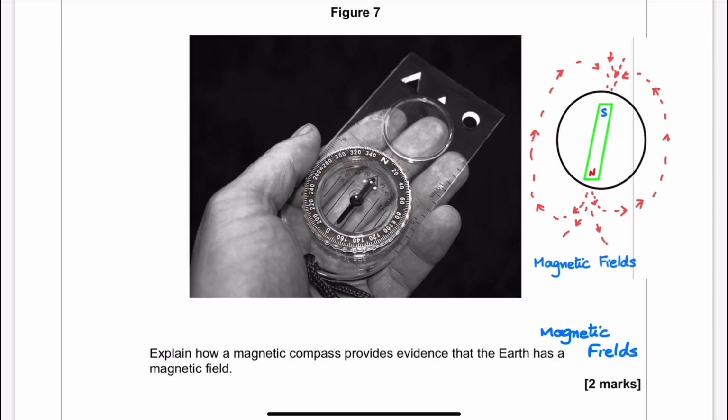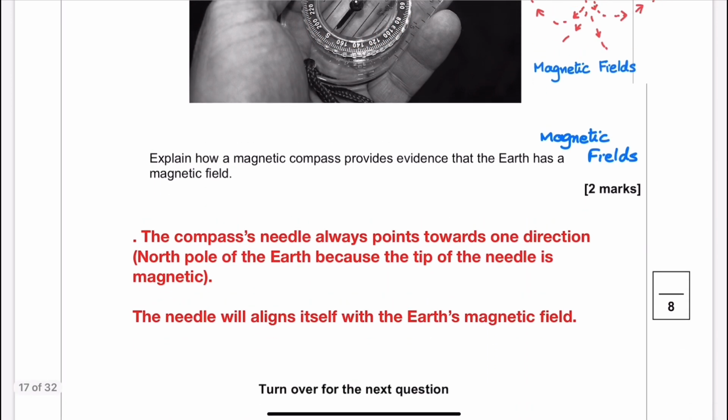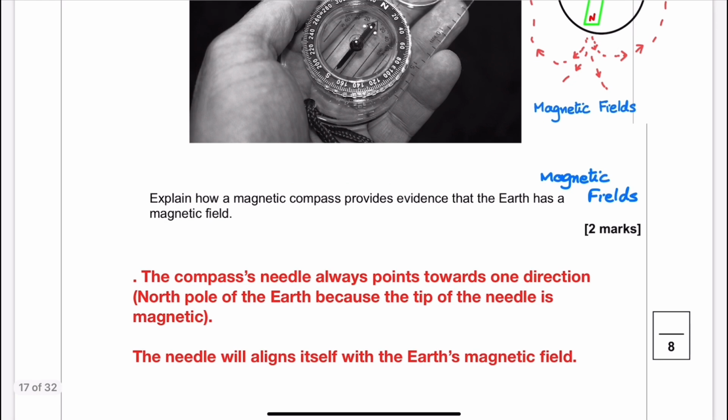Let's see the model answer. The compass needle always points towards one direction, meaning the north pole of the Earth, because the tip of the needle is also magnetic. The needle will align itself with the Earth's magnetic field because there is a magnetic field around the Earth. It looks as if the Earth has a big magnet in the center.